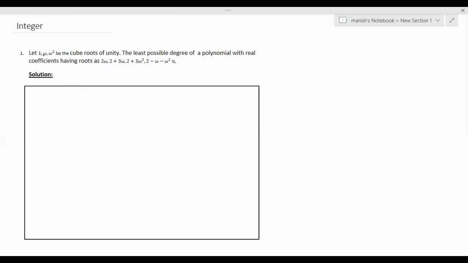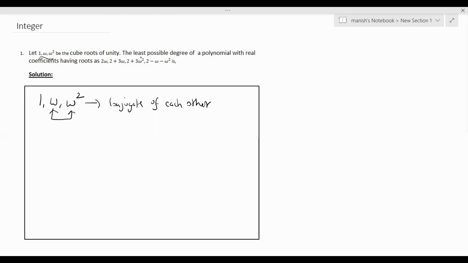We have been given 1, omega and omega square as the cube roots of unity. Before attempting this, you should have the knowledge of what the cube roots of unity are. One is the real root of unity, and omega and omega square are the complex cube roots of unity. Also one more very important thing, they are conjugate of each other. So before attempting this problem, you should have clearly in your mind that they both are complex cube roots of unity and they are conjugate of each other. Okay, let's proceed now.